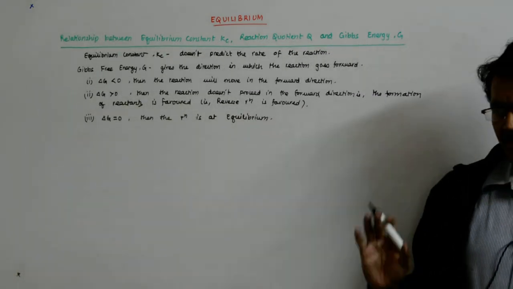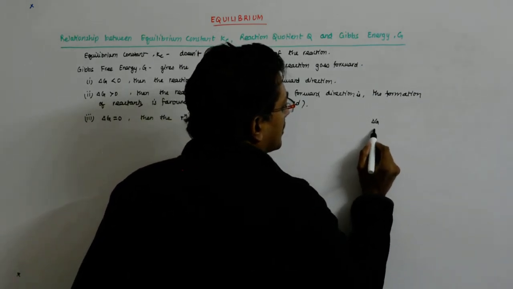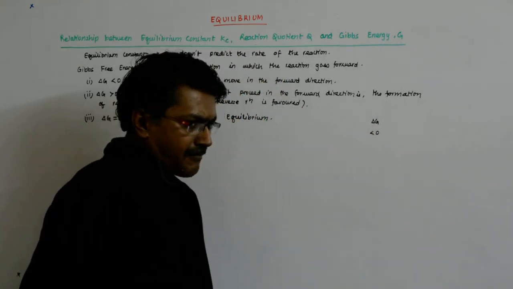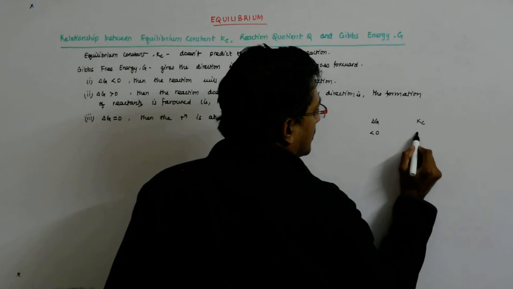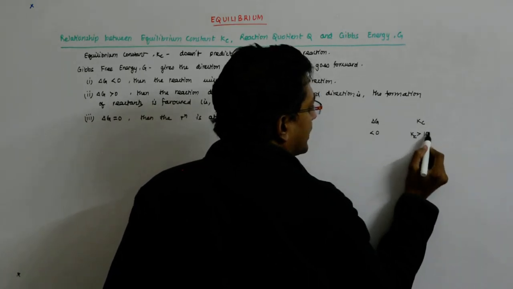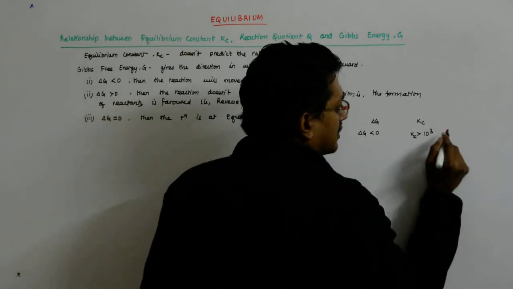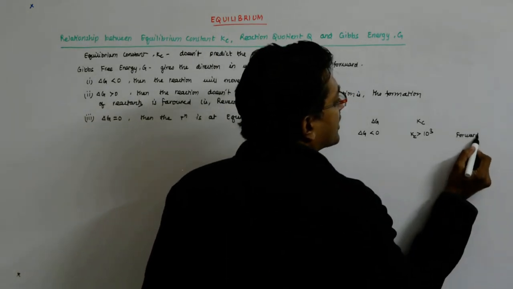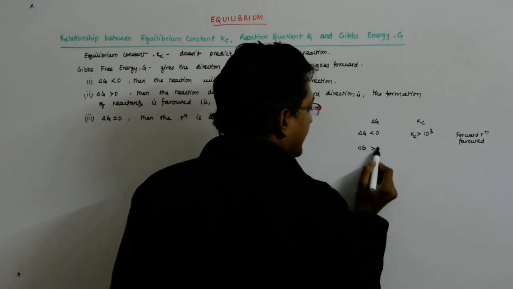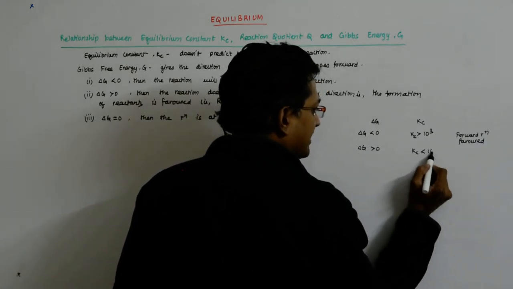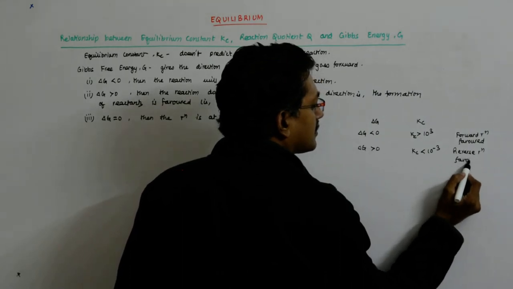Now let us try to understand one more thing. Delta G less than 0 and Kc greater than 10 cube, both tell me that the forward reaction is favored. Delta G greater than 0 and Kc less than 10 to the power minus 3, the reverse reaction is favored.